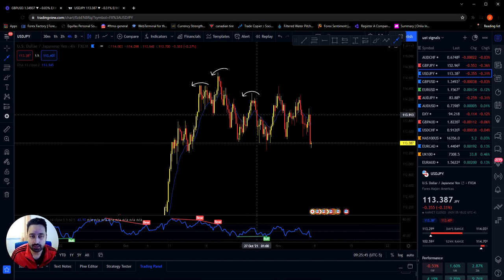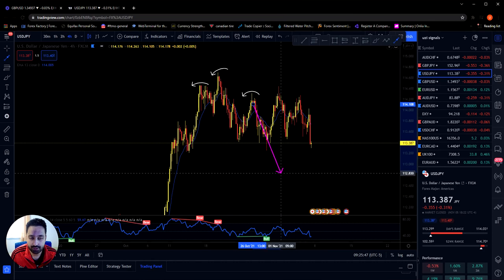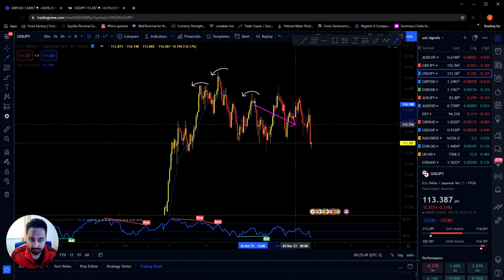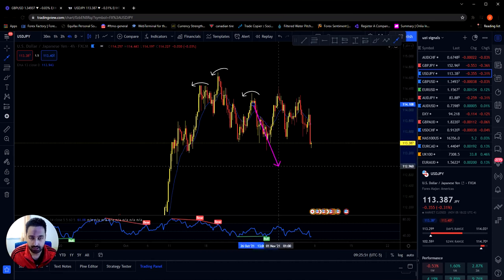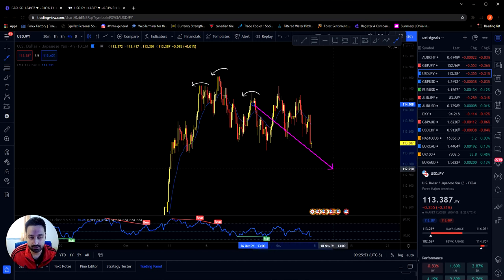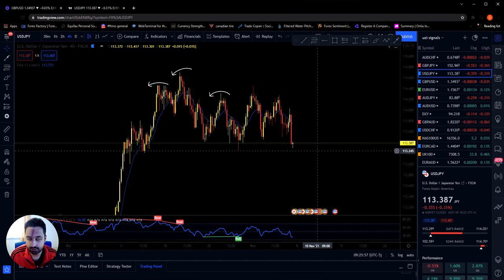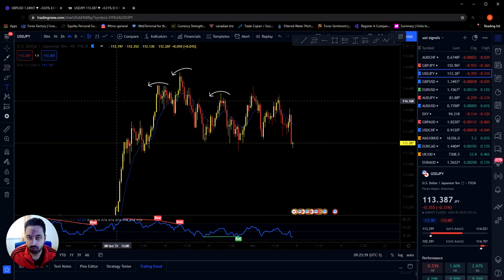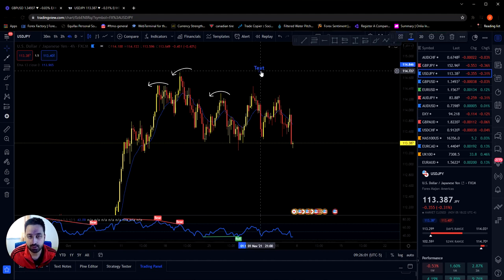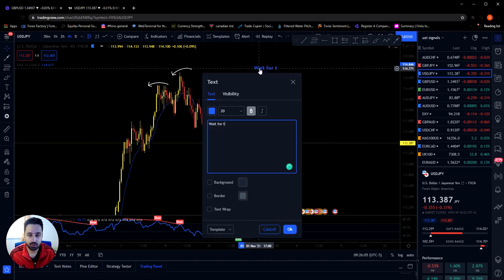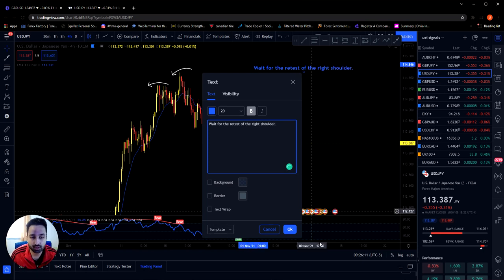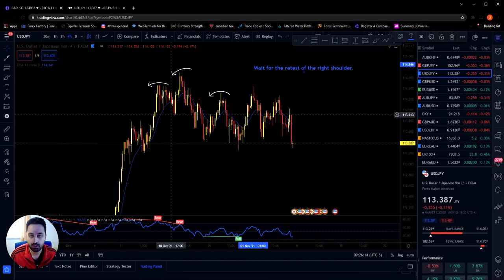The textbook says we should just move straight down. We should break this line and we should move down. That does not happen, at least for me. Sometimes it will. What I find is, and we'll write this down: wait for the retest of the right shoulder. Wait for the retest of the right shoulder.